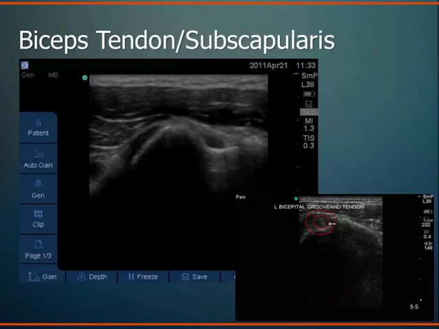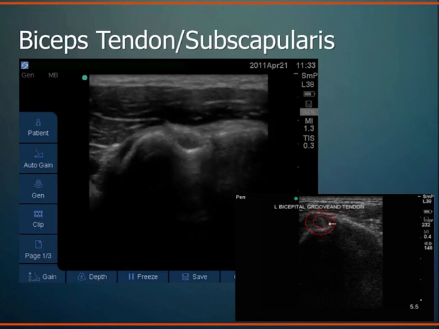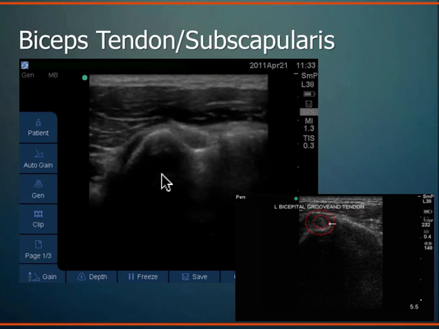So this is biceps tendon. This is a short axis view of the long head of the biceps tendon as it comes up through that bicipital groove in the shoulder. So this is the humerus, and this is the bicipital groove between those humeral condyles. And the biceps tendon sits right in this little groove here. And it's a very easy thing to image, and we'll show you guys that during the practical component. It's a very, very easy way to identify that biceps tendon.